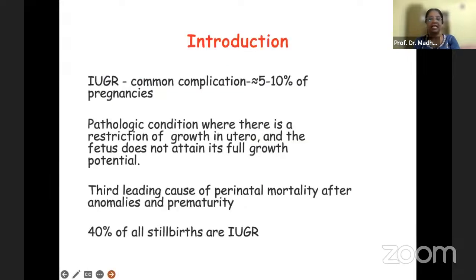Now, what is IUGR? Intrauterine growth retardation. It can either be a small baby or a big baby. Mainly, we'll be focusing on the small babies. It's a common complication of pregnancies. It involves nearly 5 to 10% of all pregnancies. Now, what is it? It's a pathological condition where there is a restriction of growth in utero and the fetus does not attain its full growth potential. It is the third leading cause of perinatal mortality after anomalies and prematurity. 40% of all stillbirths are IUGR. So therefore, it's very important to us.